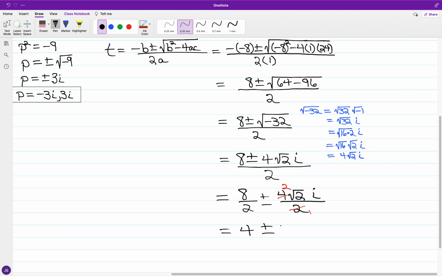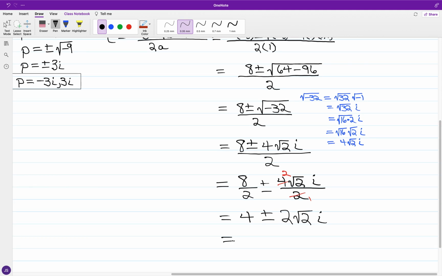Again, 2 into 4 is 2. Then we have attached 2 times the square root of 2 times i. And if you separate the terms, you have 4 plus 2 times the square root of 2 times i. Now i is outside the radical. So you have 2 times the square root of 2i. And also we have 4 minus 2 times the square root of 2i.